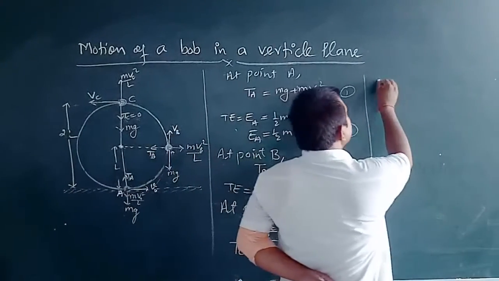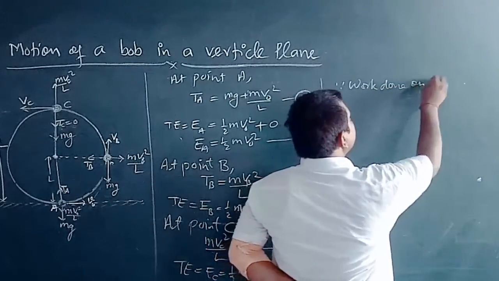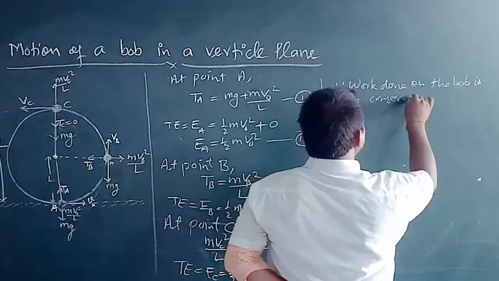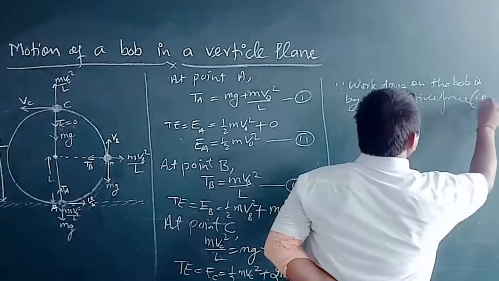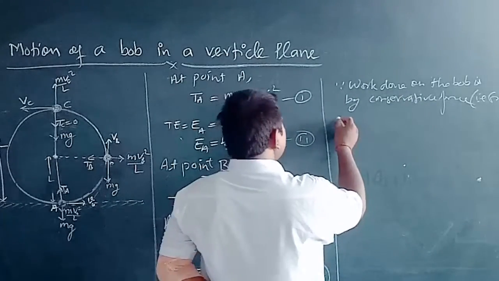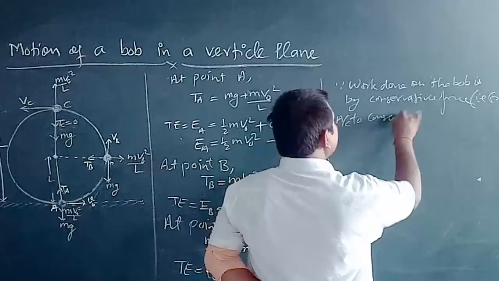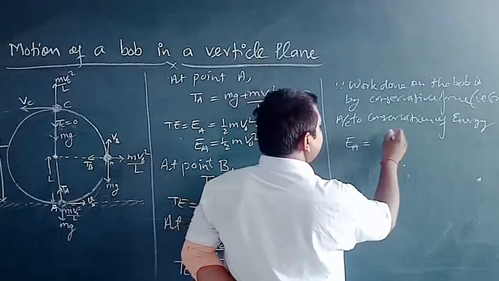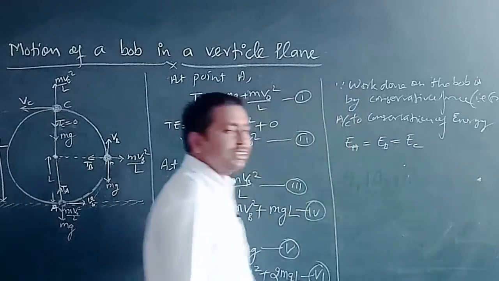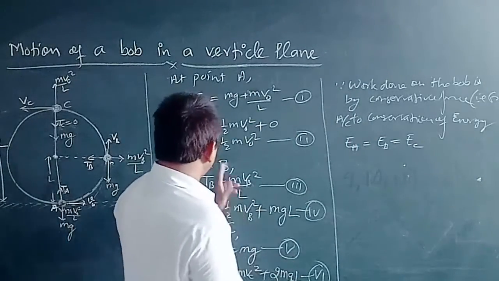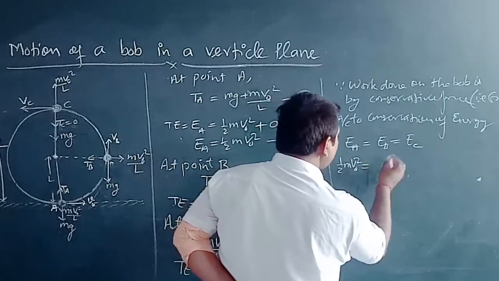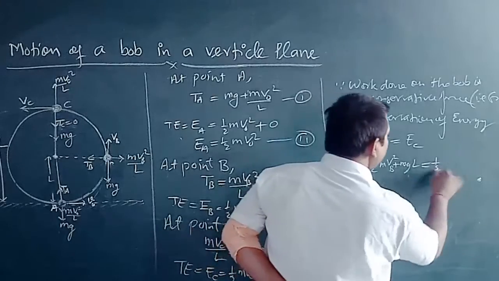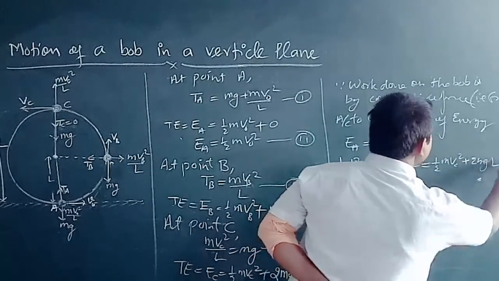Since the work done on the bob is by a conservative force, that is the gravitational force, according to conservation of energy, the total energy at A is equal to the total energy at B, equal to the total energy at C. So we can write it as half of mv0 square is equal to half of mv B square plus mgL, is equal to half of mv C square plus twice of mgL.